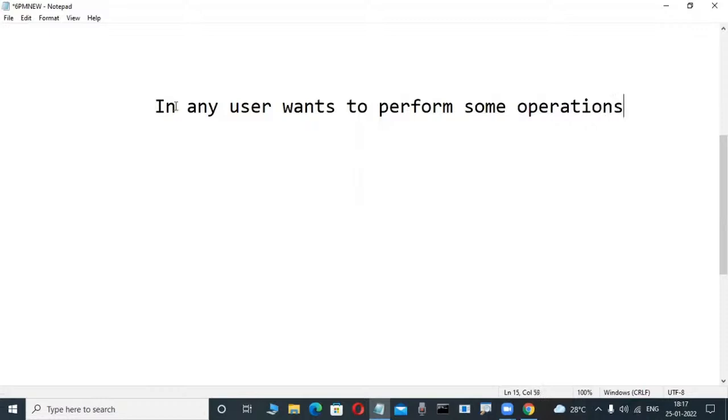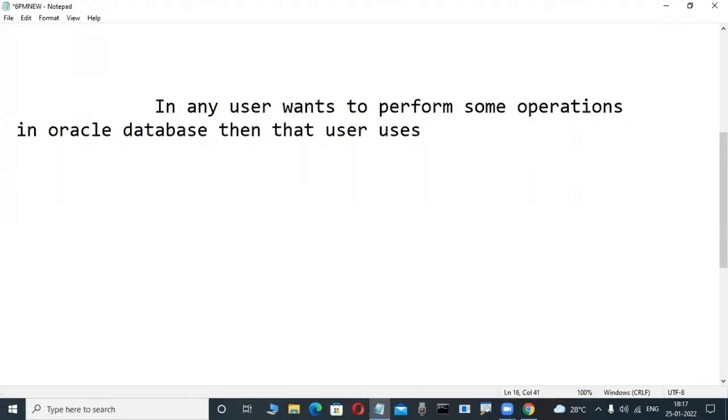If any user wants to perform some operations in an Oracle database, then that user uses the following two-step process.